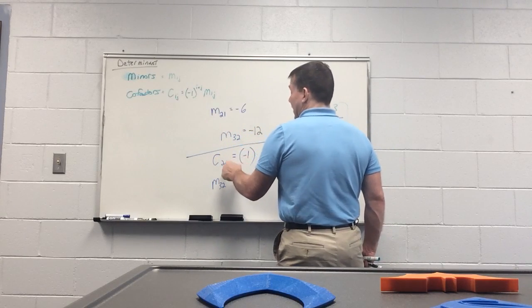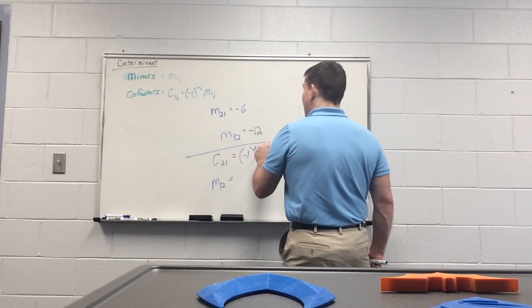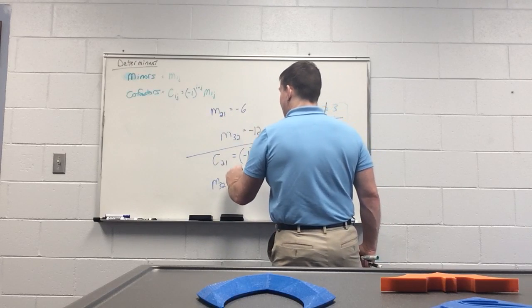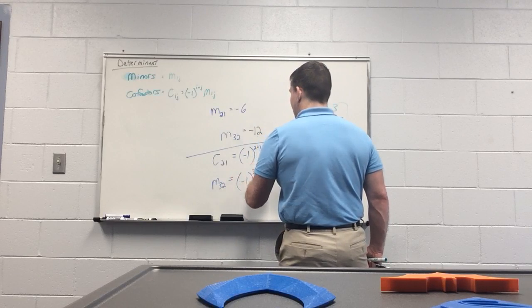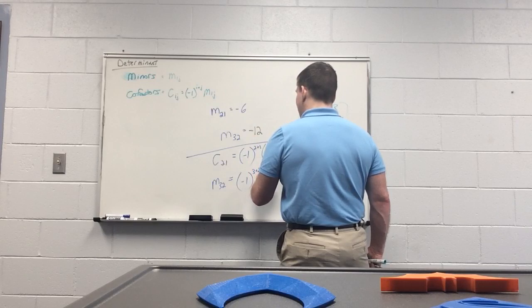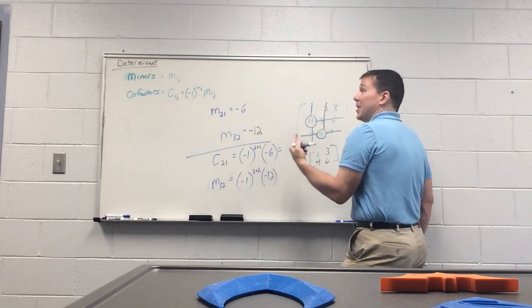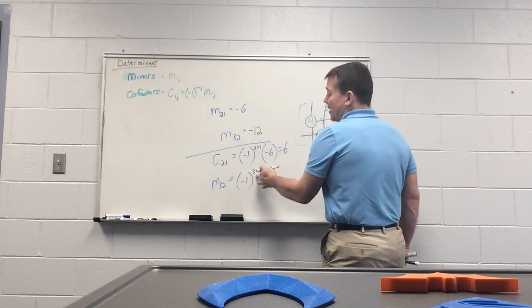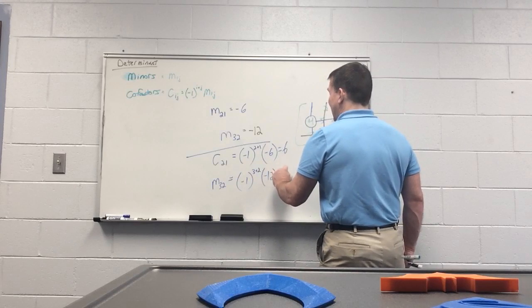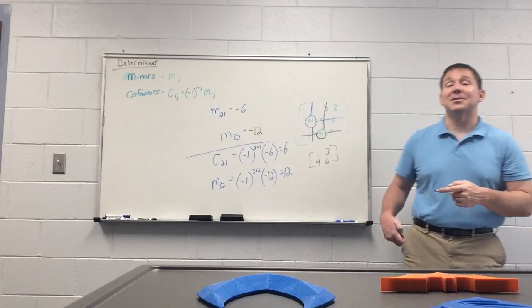C21 is negative 1 to the 2 plus 1 times the minor M21, which is negative 6. C32 is negative 1 to the 3 plus 2 times the minor, negative 12. 2 plus 1 is 3. Negative 1 to the 3 is negative 1. Negative, negative gives positive. Negative 1 to the 5 is also negative. Negative, negative gives positive. And those are my cofactors.